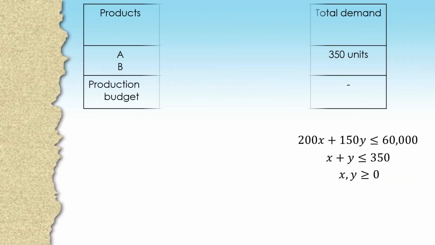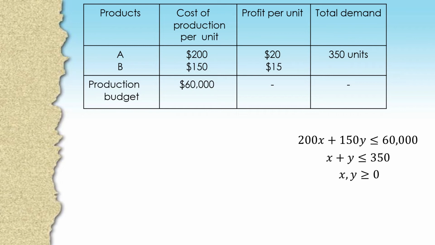So the first step after analyzing the problem, we need to make our table. There are four columns. The first column is for products. The second one is for cost of production per unit. The third one is profit per unit. And the fourth one is total demand.